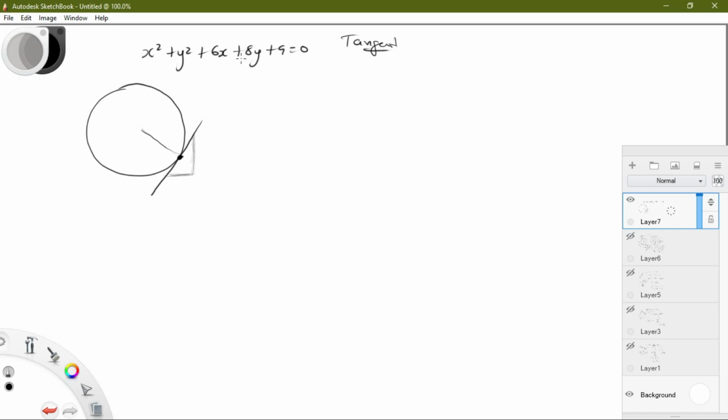Now the question can come this way. Let's find the tangent of the circle at where x equals 2 and where y equals 3, for example. So that's the coordinate of the point where the tangent meets the circle, 2, 3, for example. Okay, so like I said, tangent is the same as differentiation, right? Let's differentiate this.